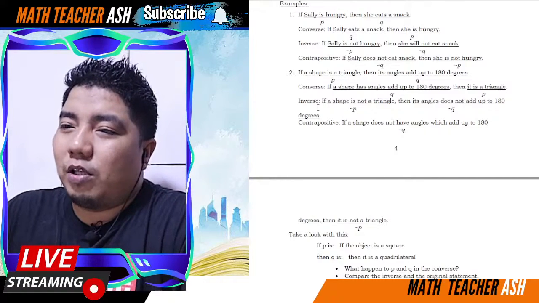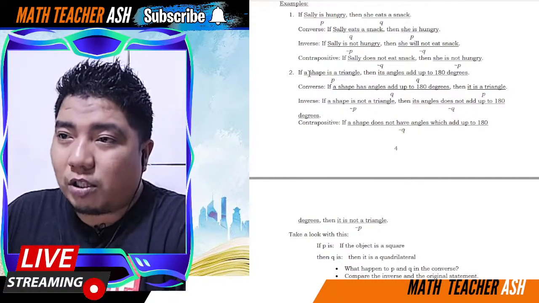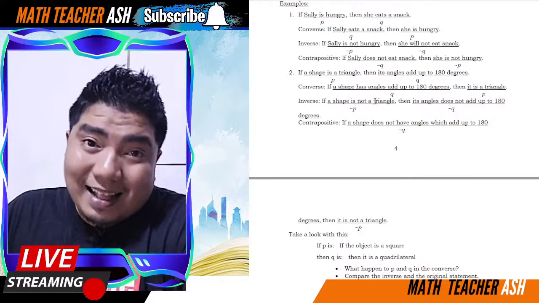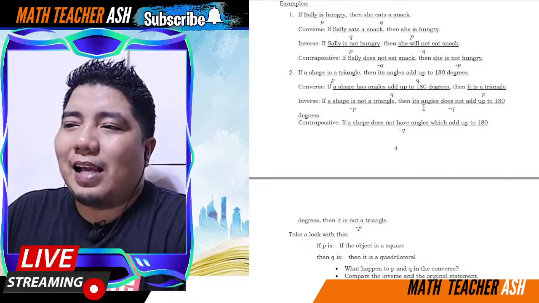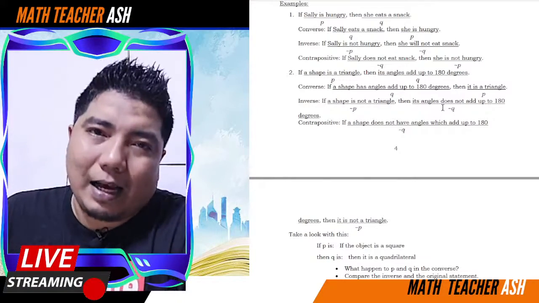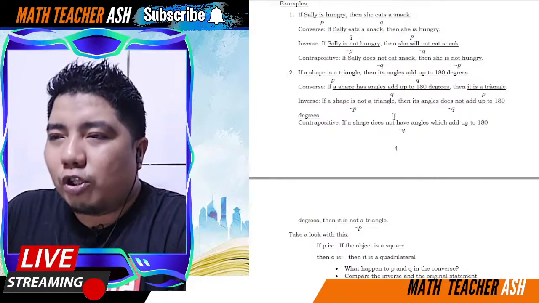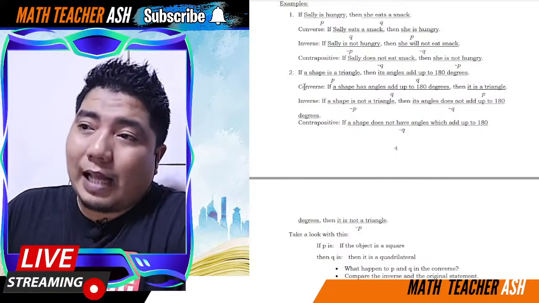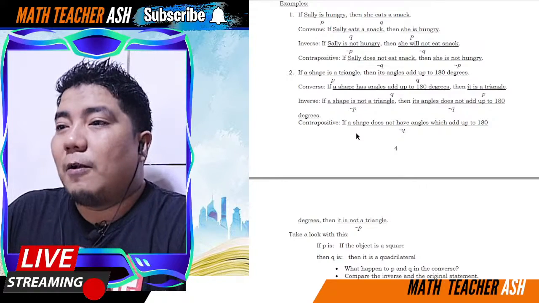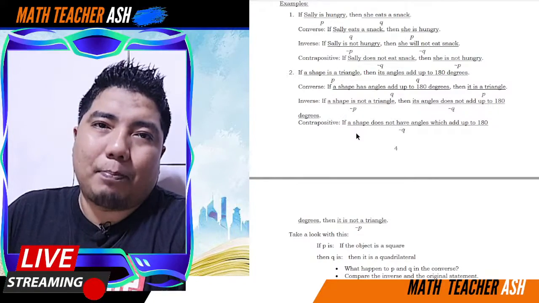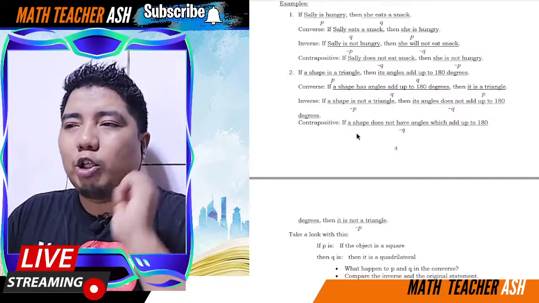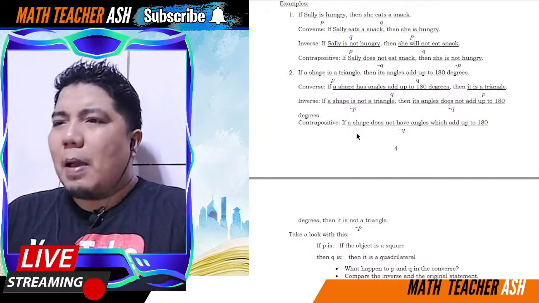The inverse of that will be focusing on the conditional statement. If a shape is not a triangle, then its angles do not add up to 180 degrees. For the contrapositive, based tayo sa converse: if a shape does not have angles which add up to 180 degrees, then it is not a triangle. Ganon lang po kadali, my dear math learners.